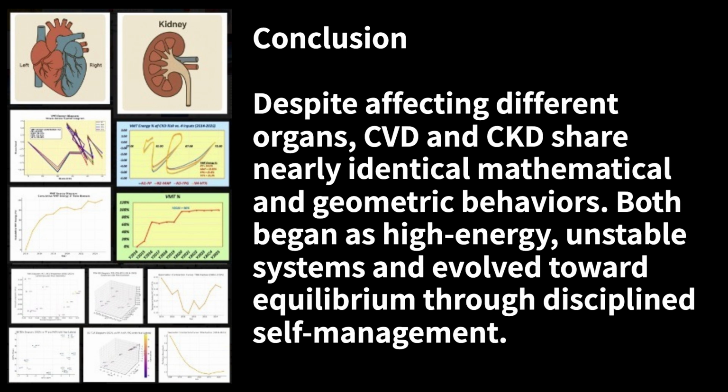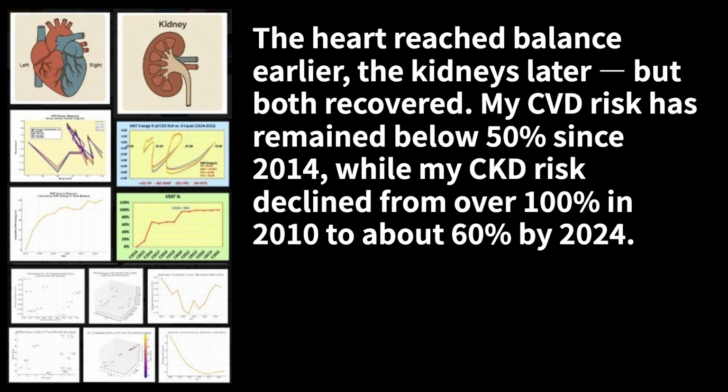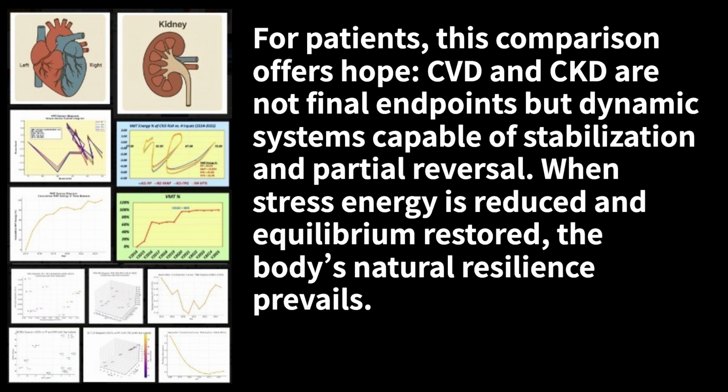Conclusion. Despite affecting different organs, CVD and CKD share nearly identical mathematical and geometric behaviors. Both began as high-energy, unstable systems, and evolved toward equilibrium through disciplined self-management. The heart reached balance earlier, the kidneys later, but both recovered. My CVD risk has remained below 50% since 2014, while my CKD risk declined from over 100% in 2010 to about 60% by 2024. For patients, this comparison offers hope.